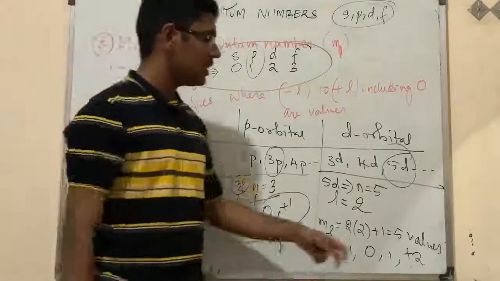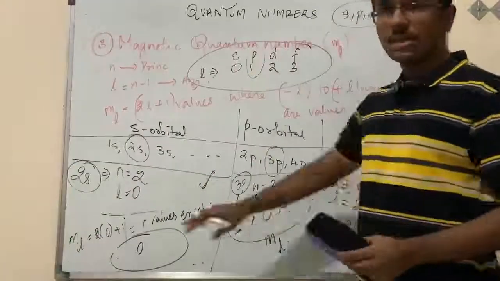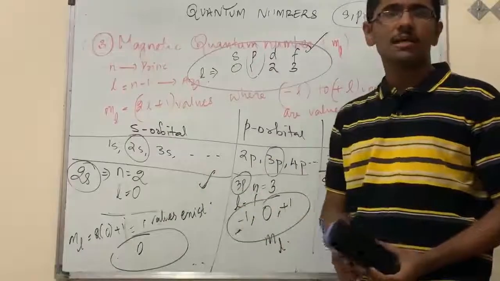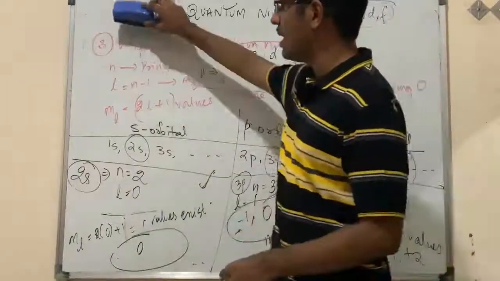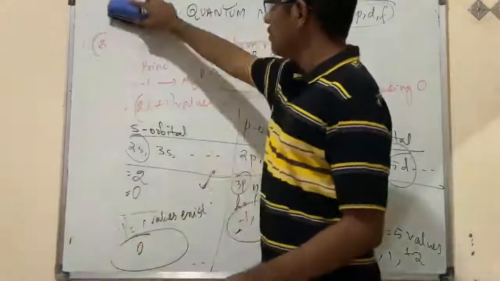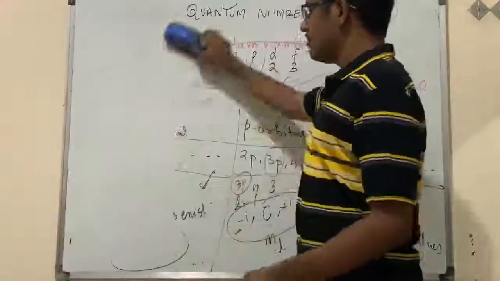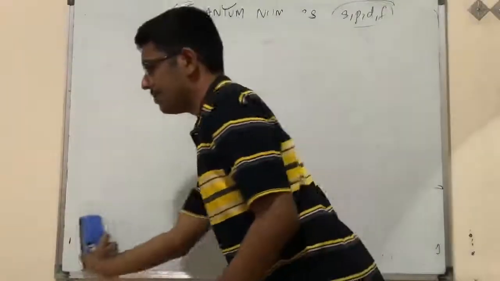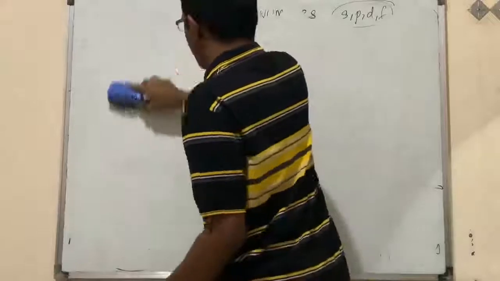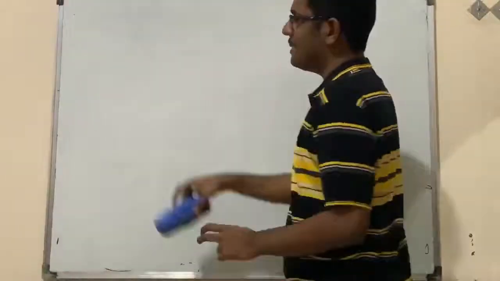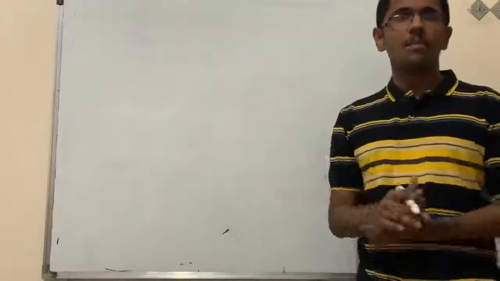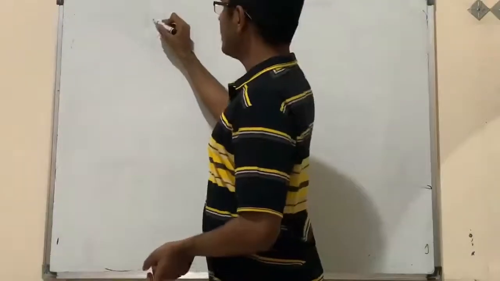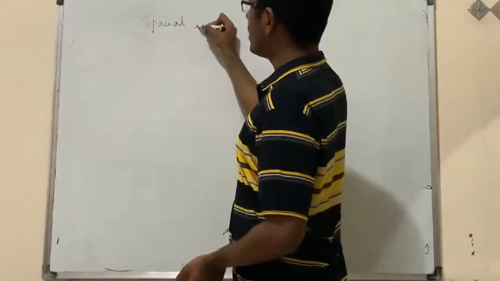So what is the use of studying the magnetic quantum number? Just memorize this. Do not do l minus 1, that can give you careless mistakes. The magnetic quantum number gives you the spatial orientation, or the spatial arrangement, of that particular orbital.